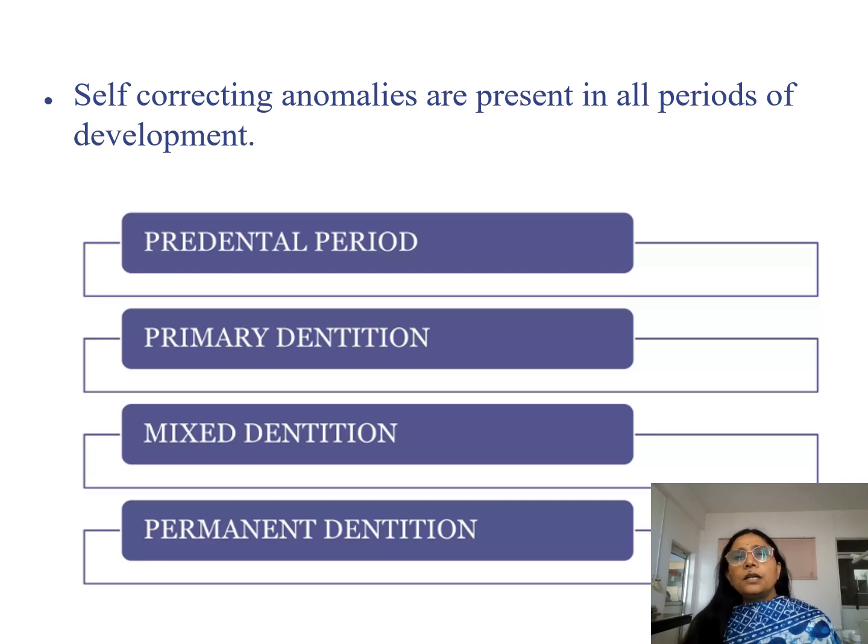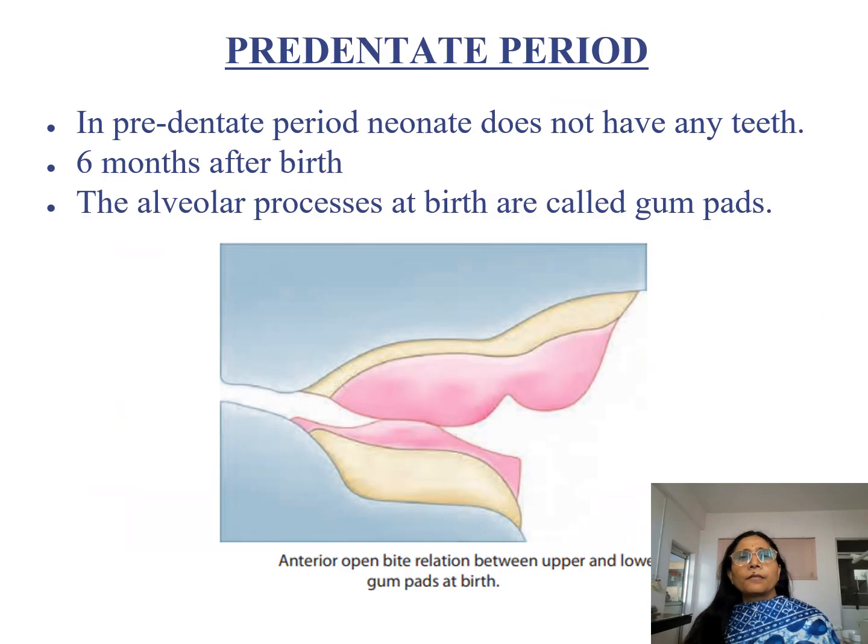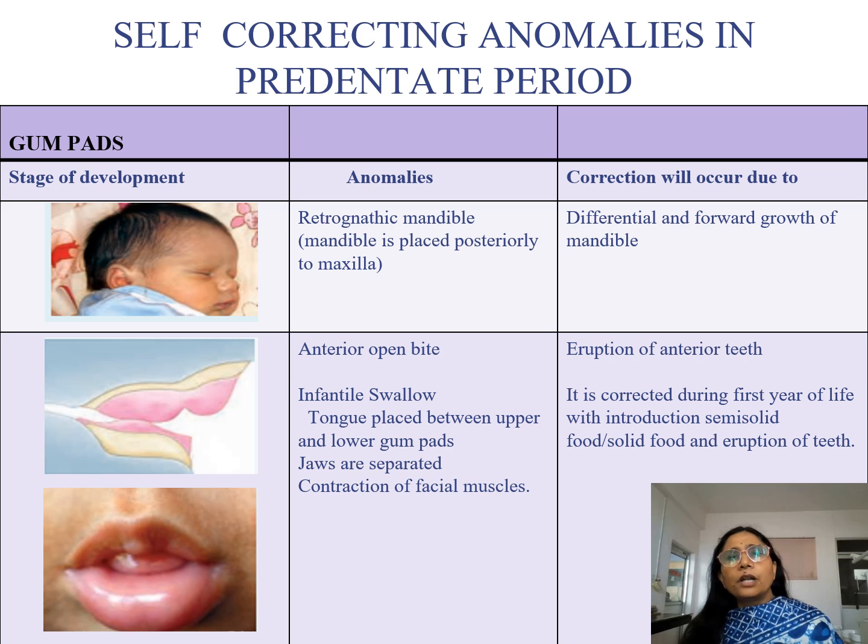Self-correcting anomalies are present in all periods of development, that is, predentate period, primary dentition, mixed dentition, and permanent dentition. Predentate period. In the predentate period, the neonate does not have any teeth. The first 6 months after birth is known as the predentate period, and the alveolar processes at birth are called gum pads. The various self-correcting anomalies in the predentate period are retrognathic mandible, anterior open bite, and infantile swallow.